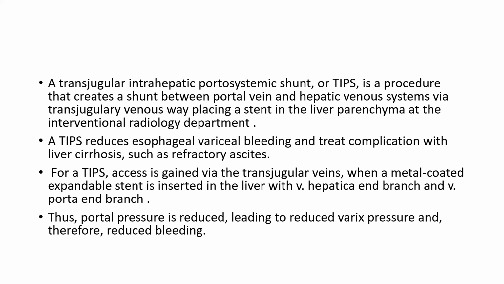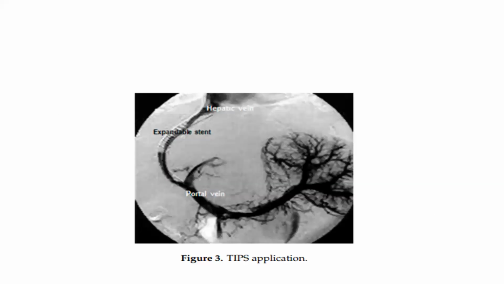TIPS reduces esophageal variceal bleed and treats complications of liver cirrhosis such as refractory ascites. For TIPS, access is gained via the transjugular vein, and a metal-coated expandable stent is inserted into the liver between the hepatic vein end branch and the portal end branch. Thus, the portal pressure is reduced, which leads to reduced variceal pressure and therefore reduced bleeding. Now, this is the picture of the TIPS application. We can see the expandable stent is present between the hepatic vein and portal vein.